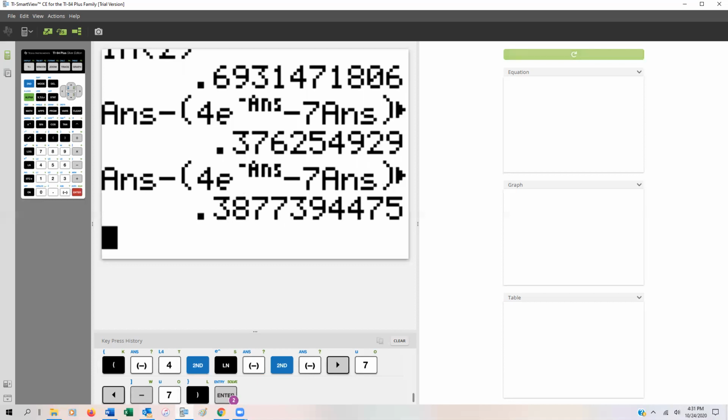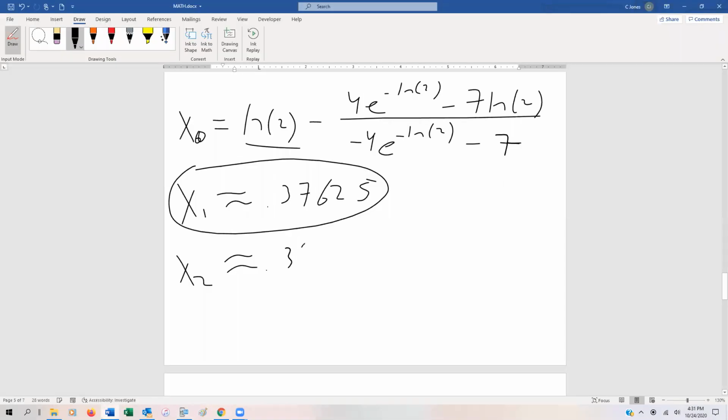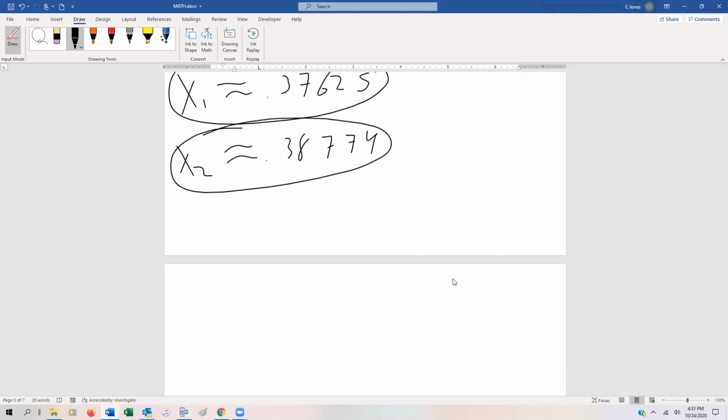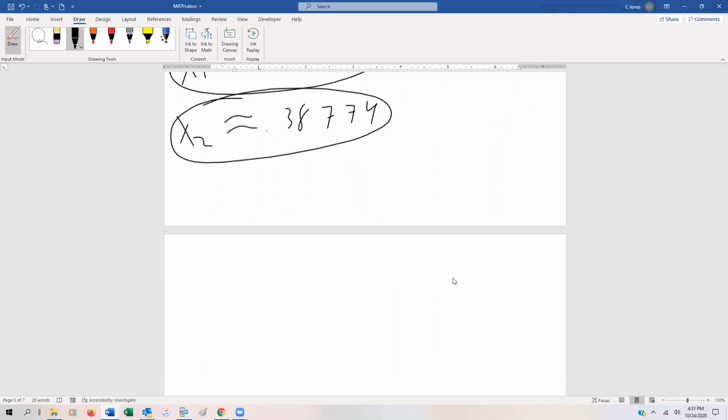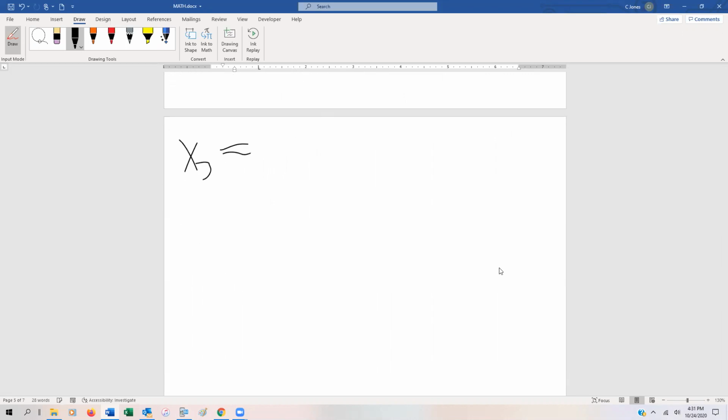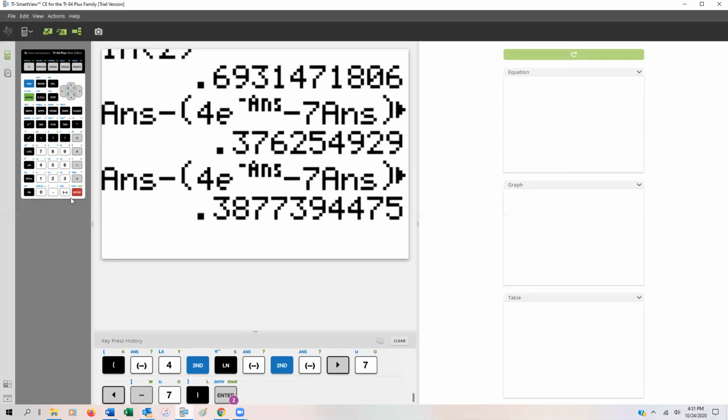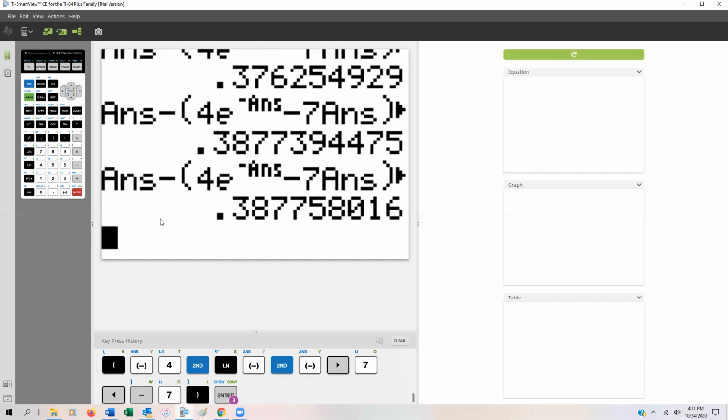All right, so this is 0.38774, and we're done with this problem, but I'm just going to take it a step further and illustrate that you can get x3, x4, and how we know that we're getting on the right track, and then how we can check it. So let's just get x3 and x4. I have a feeling that they're going to get really close to one another really soon. So I'm just going to hit enter again, and I get 0.38776.